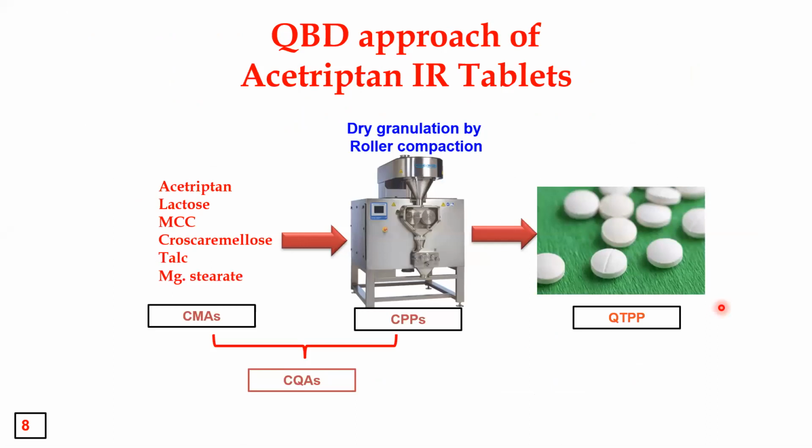So let us understand the complete process, what is going to happen here. This is the composition of the tablet, and this is the process by which the granules are prepared and further went for compaction to prepare a tablet. All these materials and their properties which we are discussing, which affect the quality target product profile, are called critical material attributes.